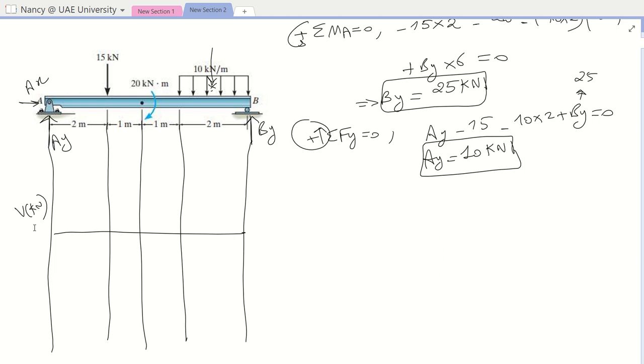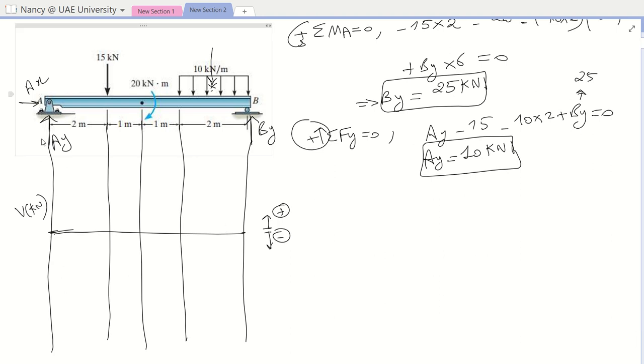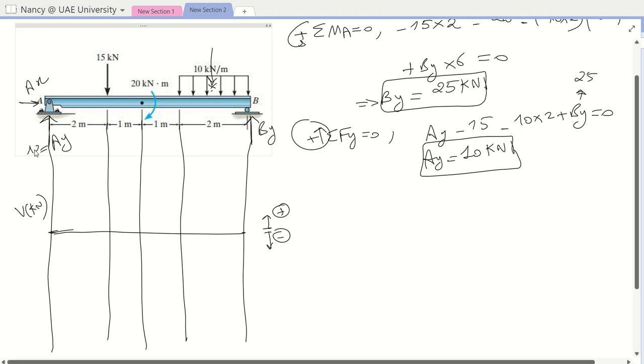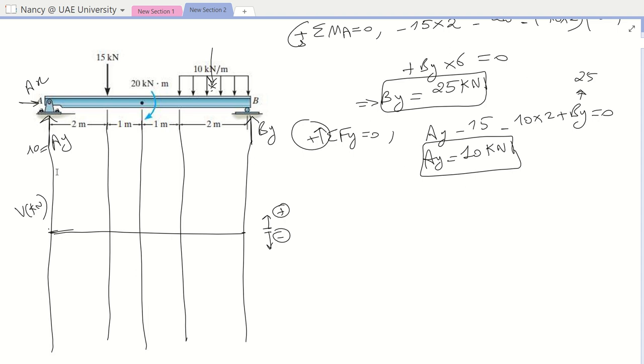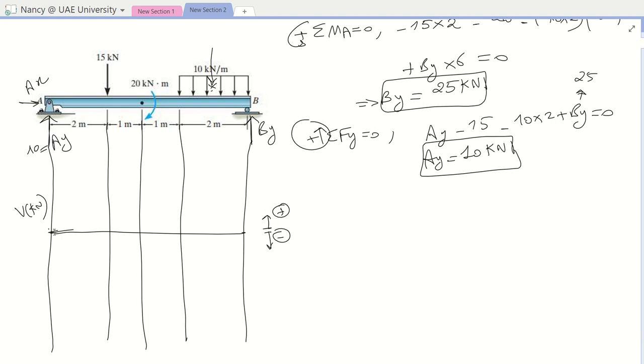So this is my shear diagram. In the exam, please don't forget to draw your horizontal reference line, because everything above it will be positive, and everything below it will be negative. We will start here: we have AY equals 10 kilonewton, so I need to go up by 10 kilonewton.